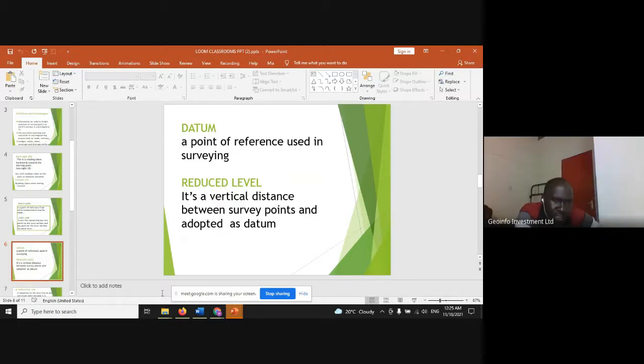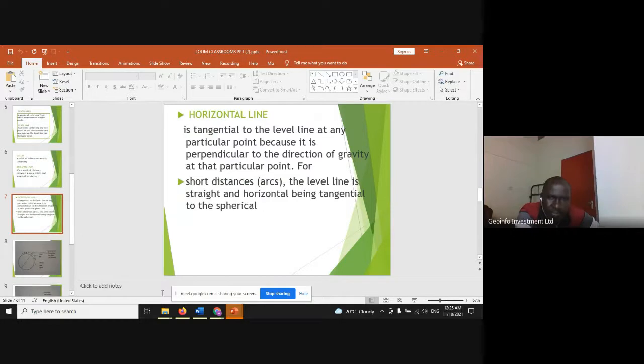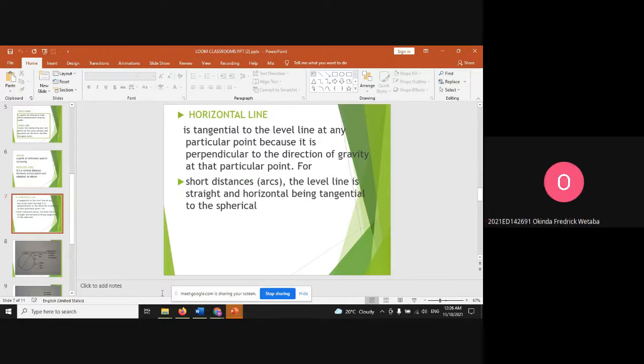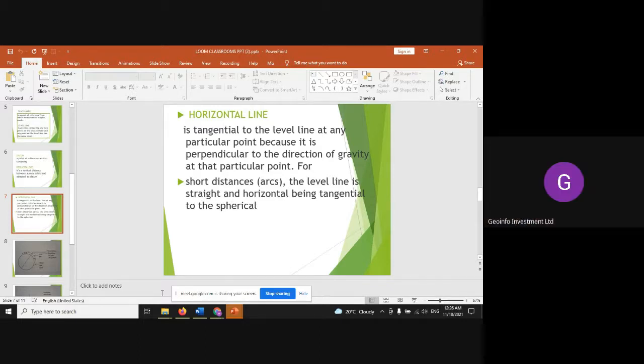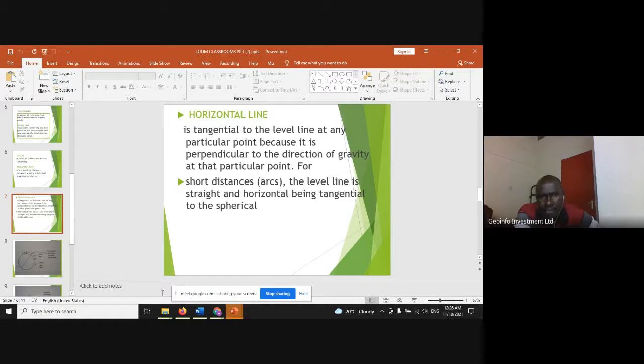Well, let's continue. We have what we call horizontal line. What is a horizontal line? A horizontal line is a tangential to any level line at a specific point. Okay, correct. So this is tangential to the level line at any particular point, and perpendicular to the direction of the gravity.